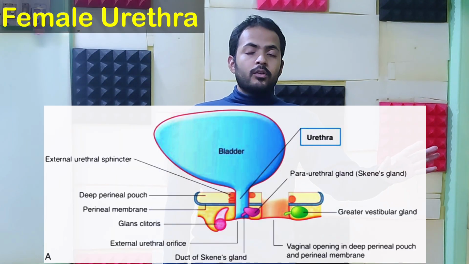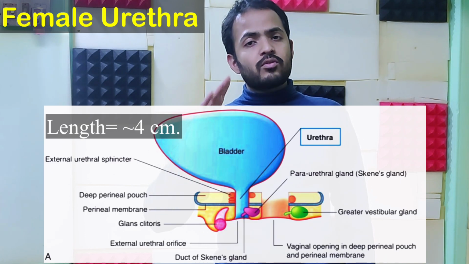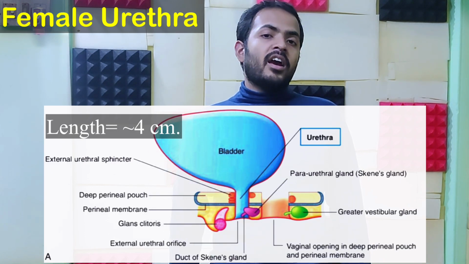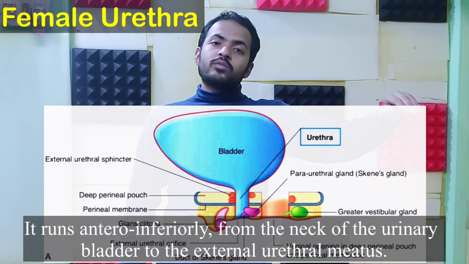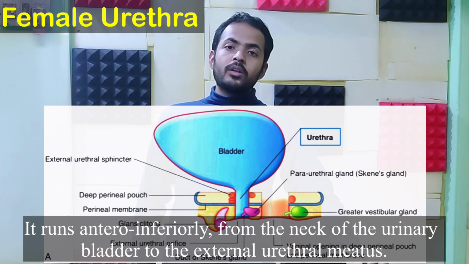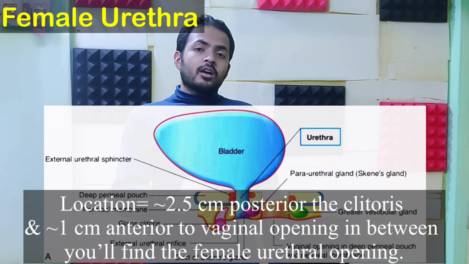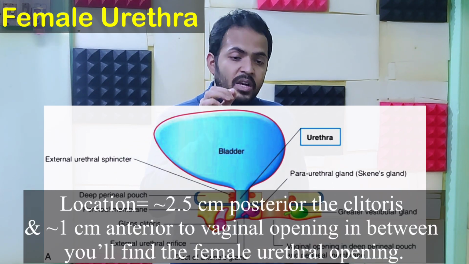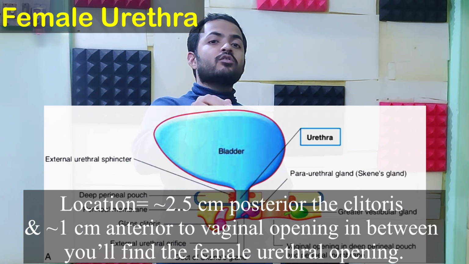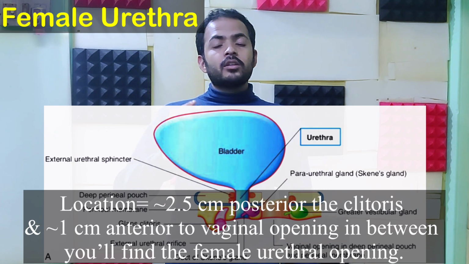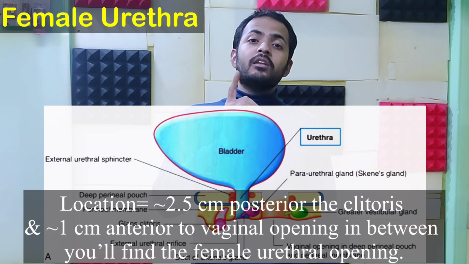Now our female urethra. Female urethra, as I said, is almost 4 centimeter in length, and it runs antero-inferiorly from the level of the neck of the urinary bladder to the opening of the external urethral meatus. You have to remember that it is almost 2.5 centimeter behind the clitoris and almost 1 centimeter from the vaginal opening. In the middle of this point you will get the urethral opening in female.